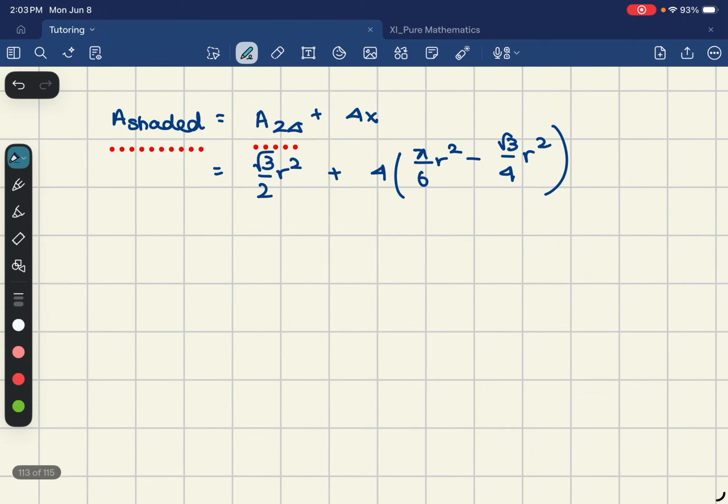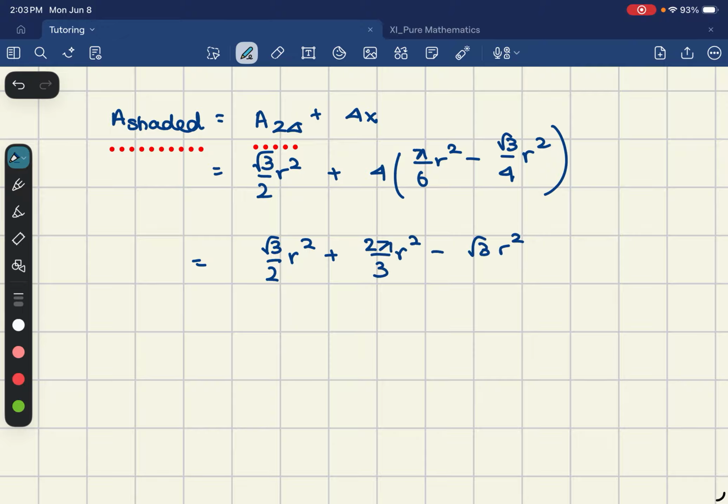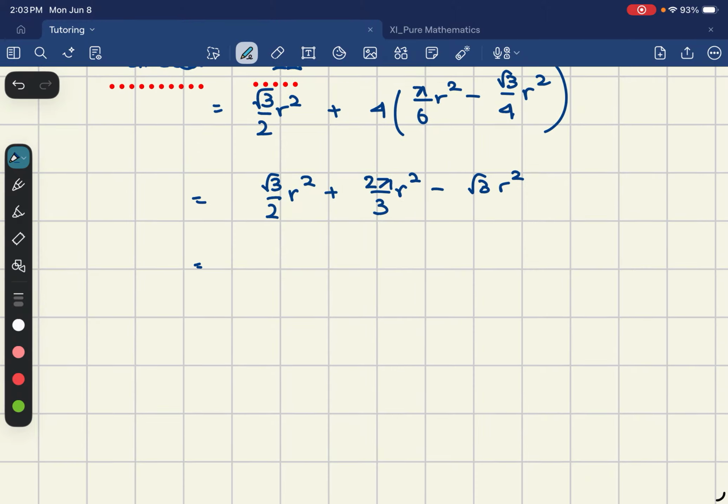All right, and now we can finally simplify this expression. So I get root 3 over 2 r squared plus 2 pi over 3 r squared minus root 3 r squared. And I can factor out the r squared. And if I factor out the r squared, I get this expression. Root 3 over 2 plus 2 pi over 3 minus root 3.